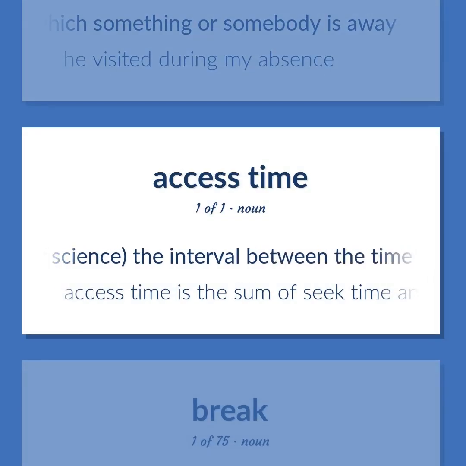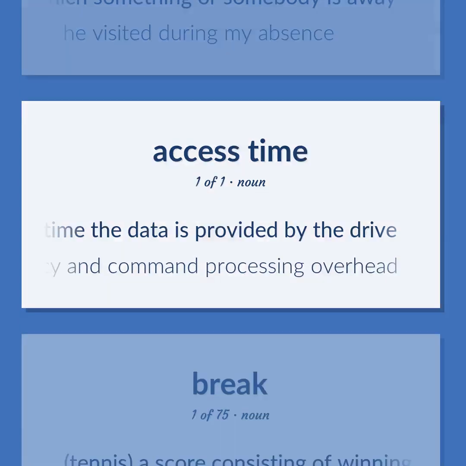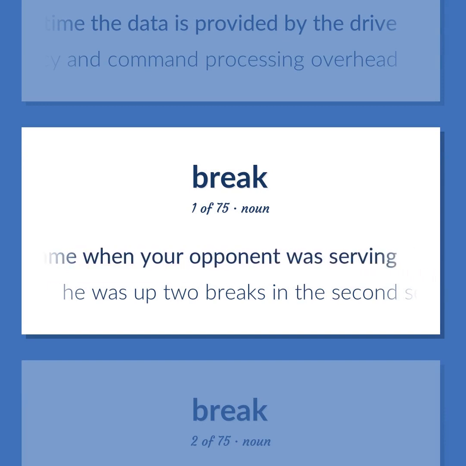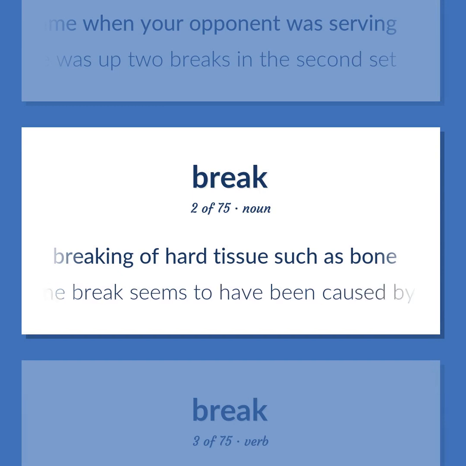Computer science. The interval between the time data is requested by the system and the time the data is provided by the drive. Access time is the sum of seek time and rotational latency and command processing overhead. Tennis. A score consisting of winning a game when your opponent was serving. He was up 2 breaks in the second set. Breaking of hard tissue such as bone. The break seems to have been caused by a fall.